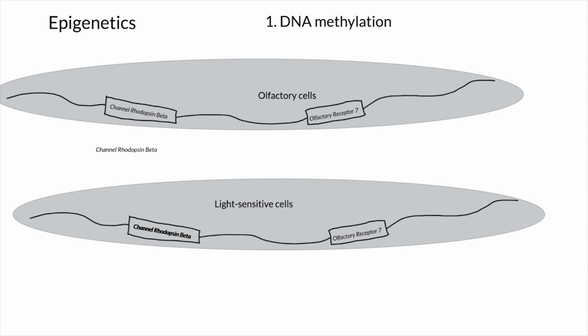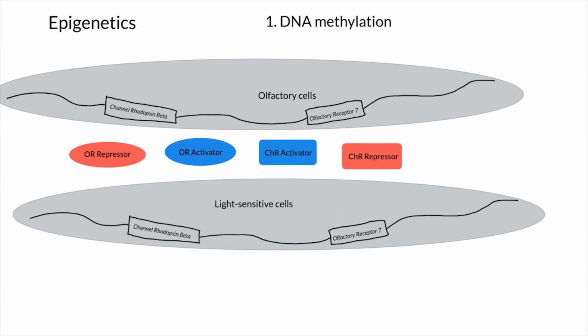Many of the olfactory cells or neurons of the antenna of the mosquito must express olfactory receptor 7 to be functional. However, those same cells on the antenna do not need to express the messenger RNA and therefore protein for channel rhodopsin beta, which is an important light-sensitive protein. Light-sensitive cells, however, in the mosquito eye must express that channel rhodopsin beta and do not need to express olfactory receptor 7 for their normal function.